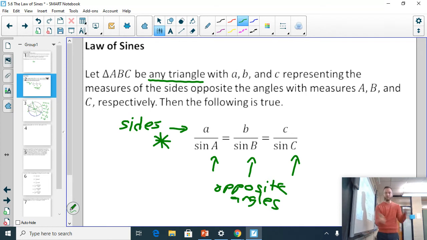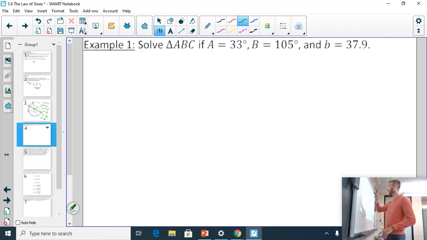And if you wanted to, you could flip them the other way around, right? You could have sine of a on top. You could have the angles on top and the sides on bottom if you want. Well, let's go through an example. So example 1, solve triangle ABC if A equals 33 degrees, B equals 105 degrees, and b equals 37.9.